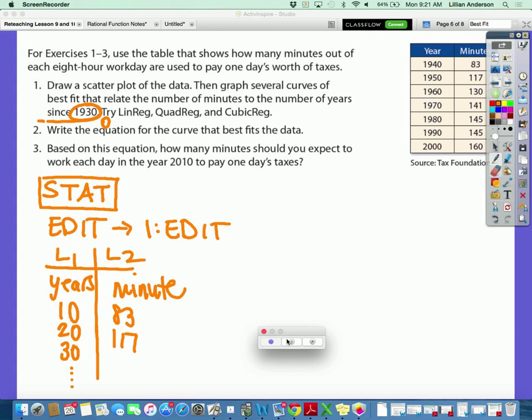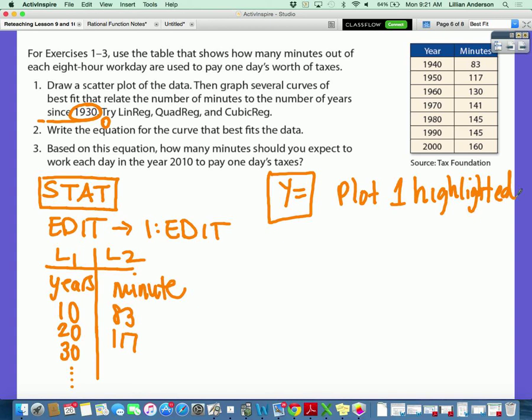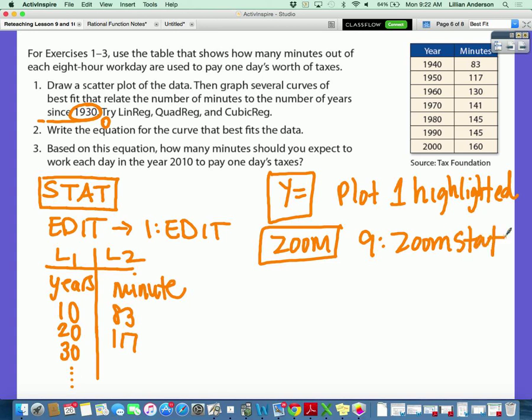Once you get your data in, then what do you have to make sure of? Plot is highlighted. How do I get to the plot? Y equals. I press the Y equals button, and I need to make sure that plot 1 is highlighted. How do I make sure it's highlighted? Go up to it and click enter. Then what? How do I actually see my scatter plot? Zoom. Zoom, and go down to option 9, which is zoom stat. And it should show up, especially if you turned it on. Okay.